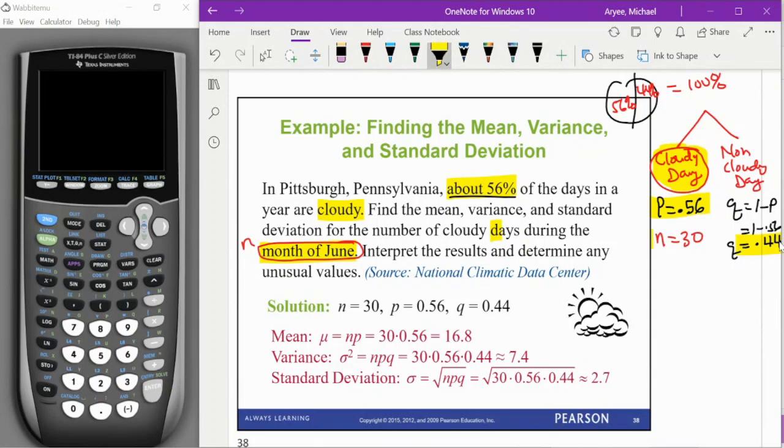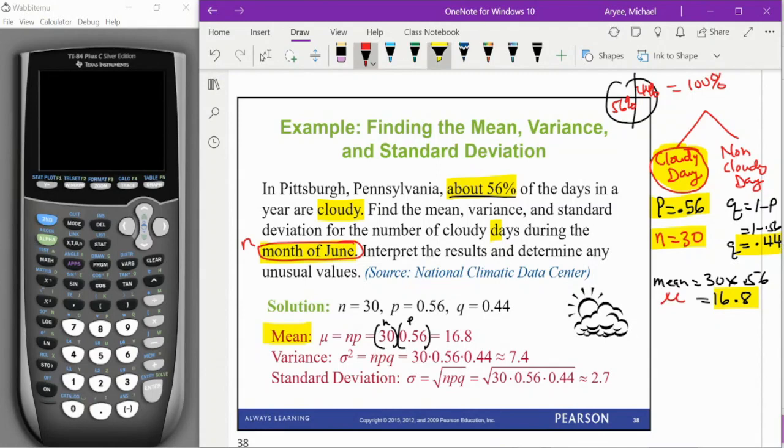So now that we have this information, the question says we should find the mean. So how do you find the mean? You take the N, and then you multiply it by P, N times P. So the mean will be 30 times 0.56, and this gives 16.8. So the mean is 16.8, or we could write mu equals 16.8.